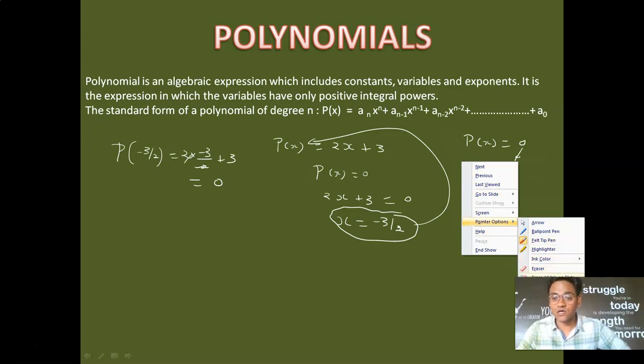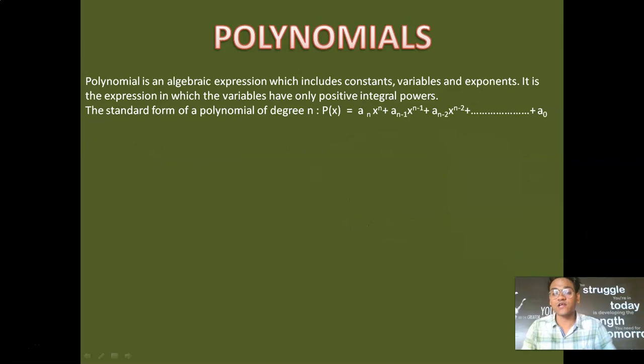Also I would like to tell you one more thing. For a quadratic polynomial, there can be at most 2 zeros. A polynomial of degree n can have at most n zeros. If the degree of a polynomial is n, then the maximum number of zeros can only be n. We will understand this better with the graph as well.